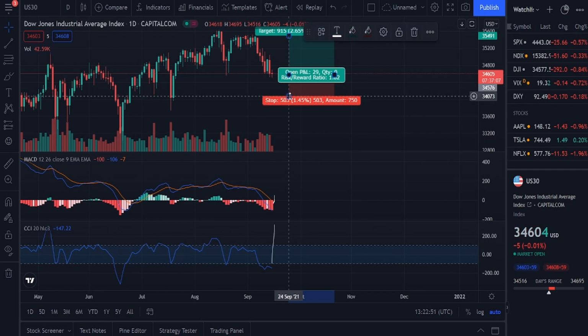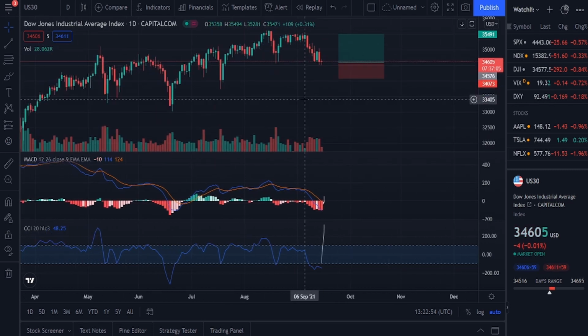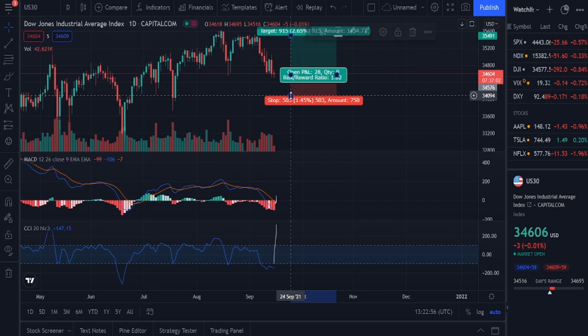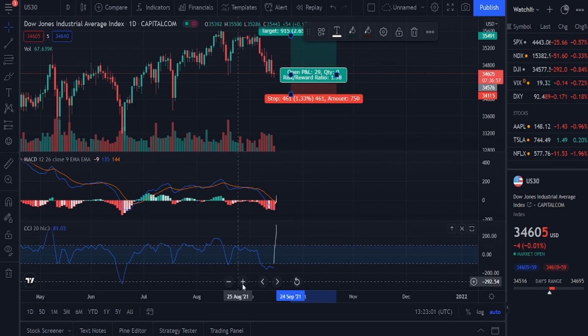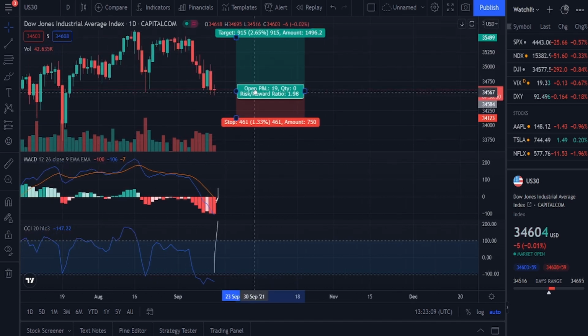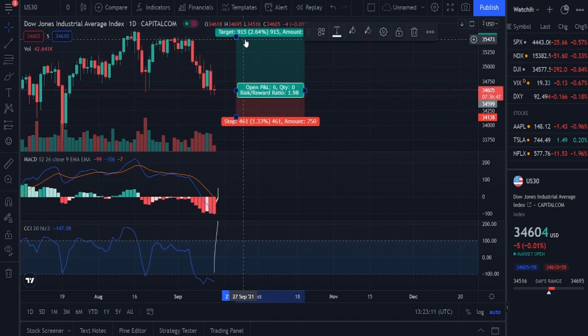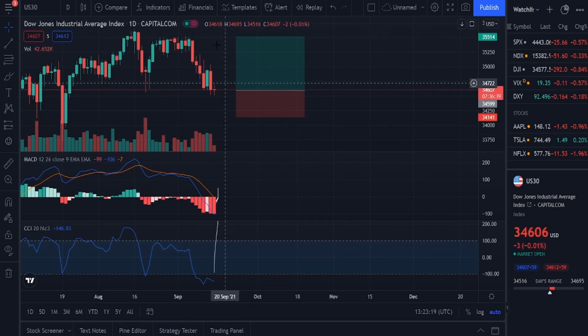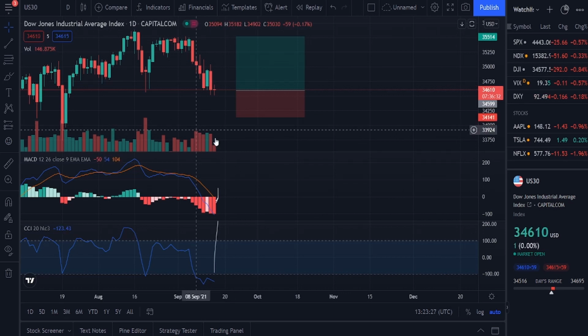So somewhere around here. We can go back. Where is it? I have to zoom in, I think. No, I have to zoom out a bit. So something like this. This is what my trade will look like. And I'm gonna take this trade now.